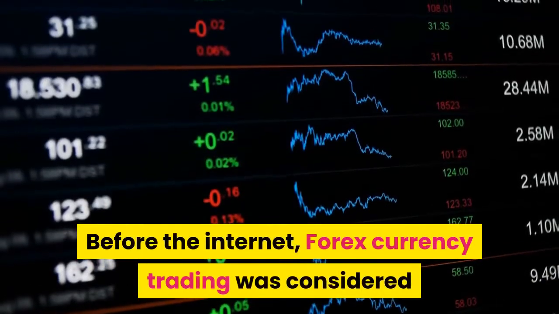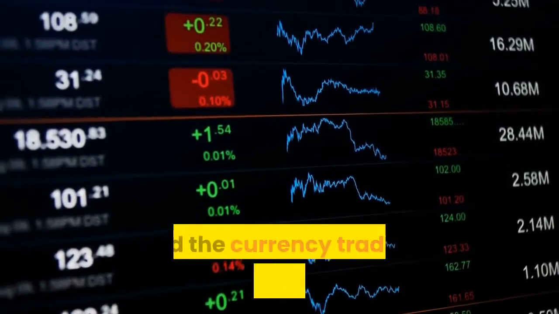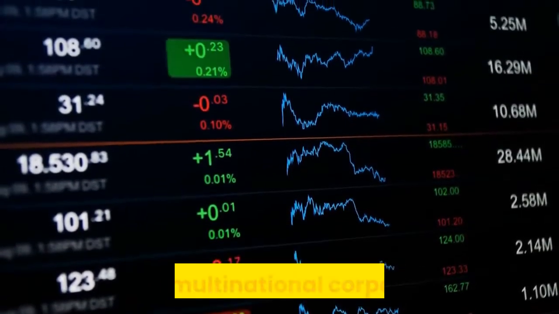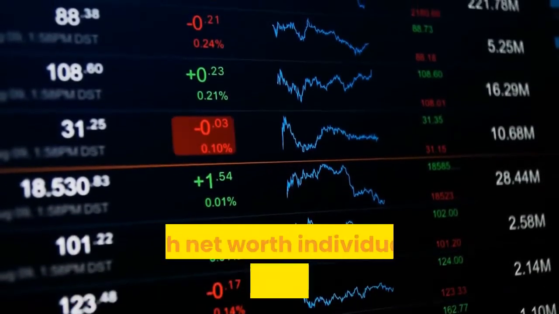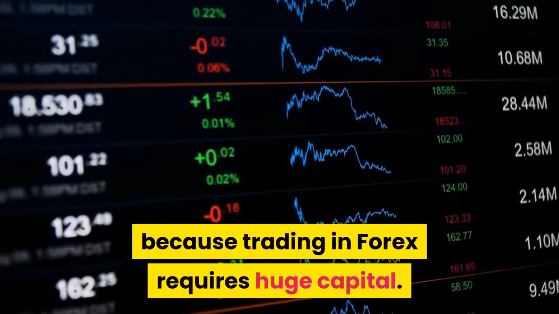Before the Internet, Forex currency trading was considered very difficult for individual investors, and the currency traders consisted mainly of large multinational corporations, high net worth individuals, or hedge funds, because trading in Forex requires huge capital.